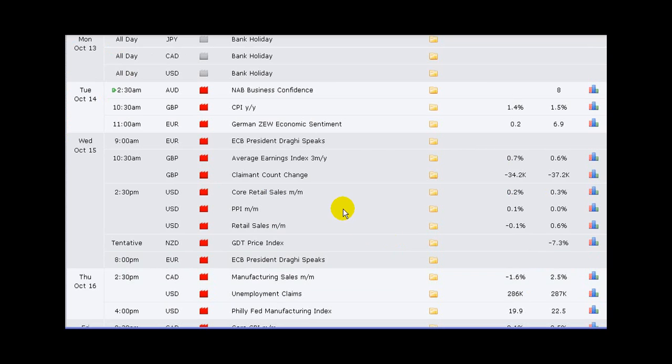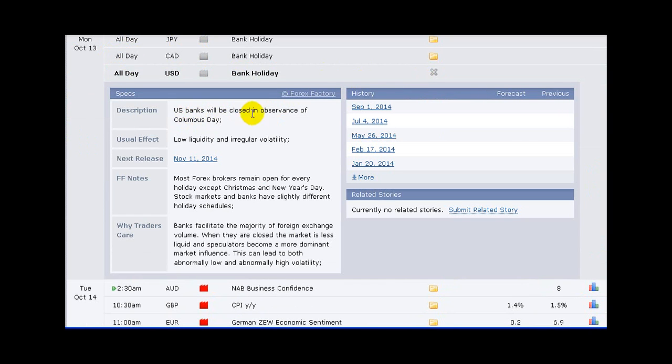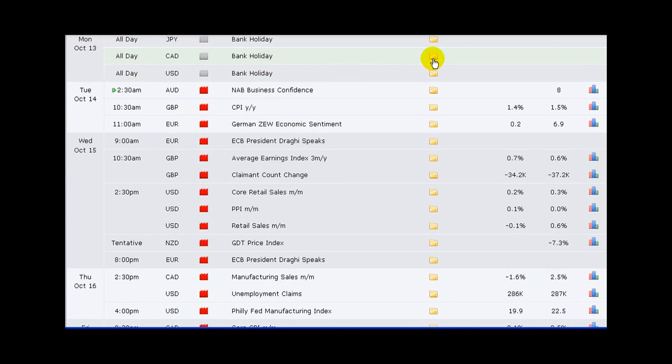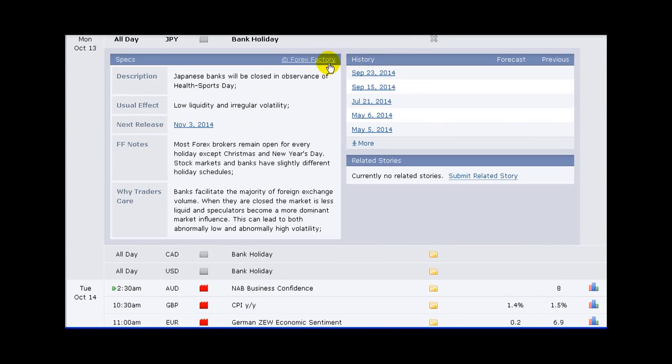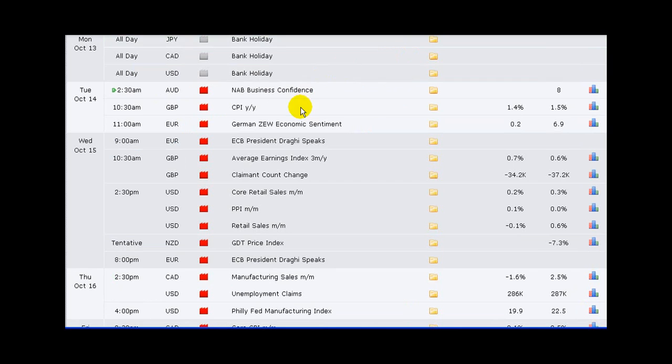Here's the news for next week and important data releases. Monday expected to be quiet. You've got USD bank holiday, which is Columbus Day. In Canada, Thanksgiving Day. And in Japan, Health Sports Day. Anyway, you've got three holidays there on three major banks, so that's on Monday. So expect the markets to be quite quiet on Monday.